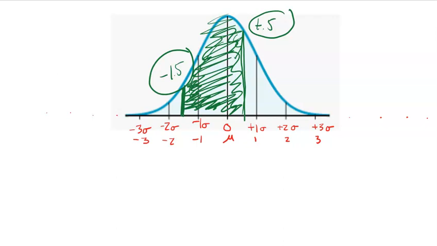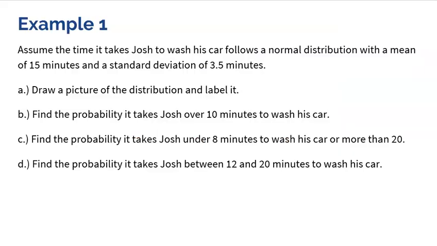All right, so now all we got to do is look at an example that connects the normal model to a specific problem, like, for example, Josh washing his car. Assume the time it takes Josh to wash his car follows a normal distribution with a mean of 15 minutes and a standard deviation of 3.5. So his mean is 15 minutes and his standard deviation sigma is 3.5 minutes. Those are the only two numbers I need to answer any probability question connected to this scenario.